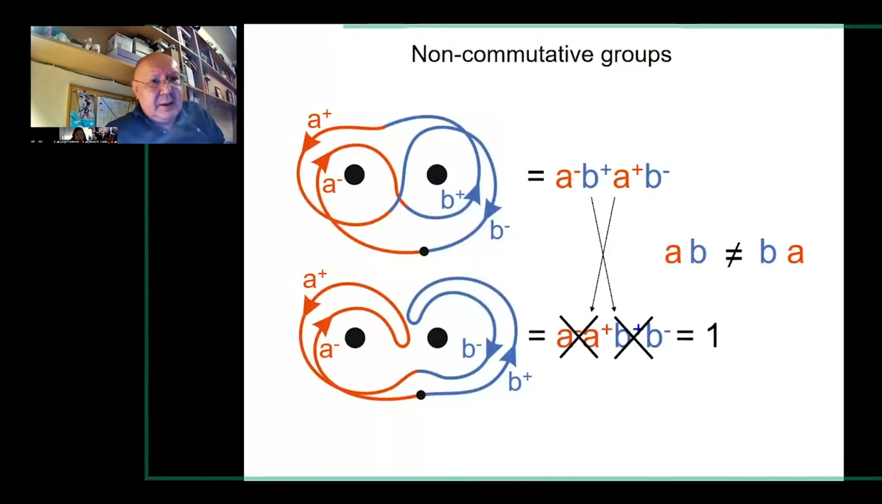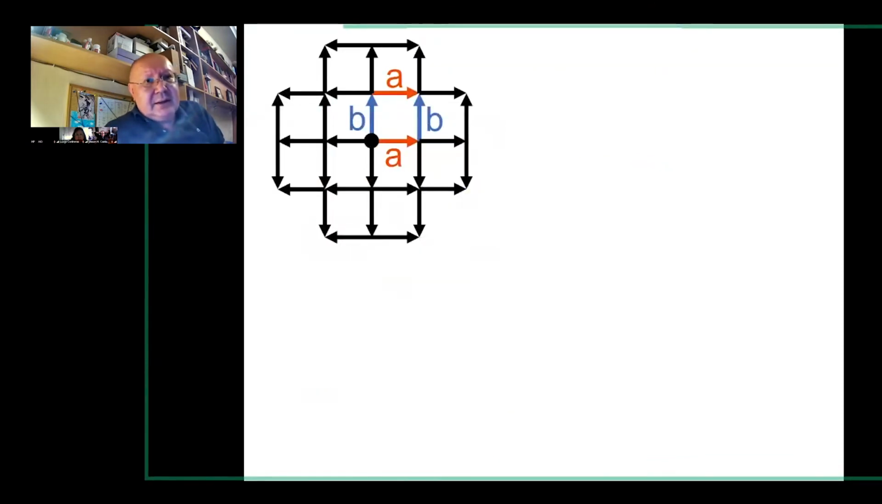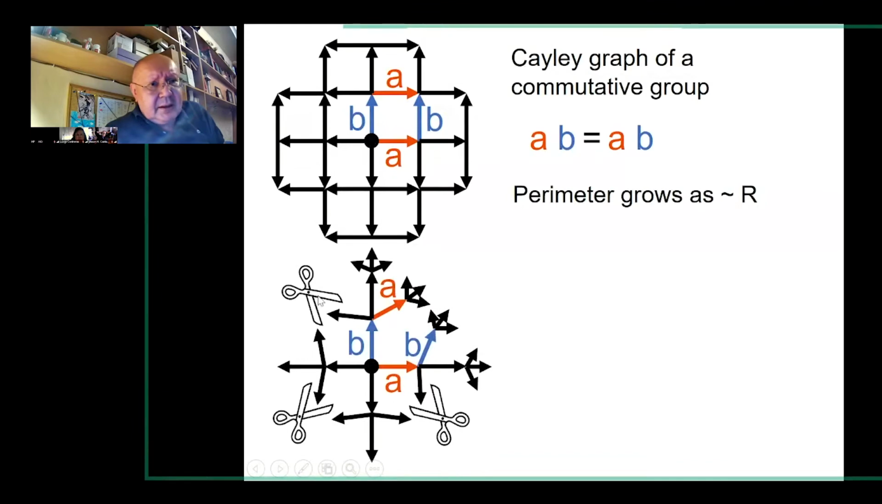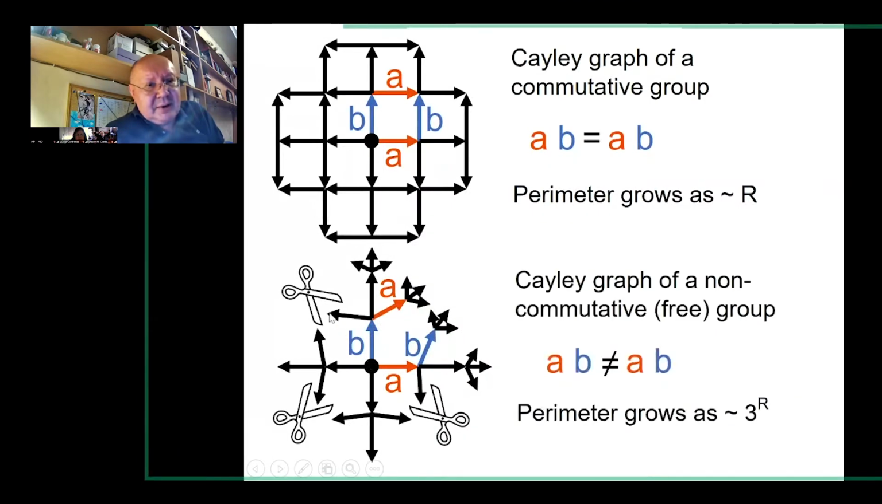This is a free group with two generators, and it can be visualized in the following way. If we have a commutative structure, B commutes with A, then the Cayley graph of this group is just an ordinary square lattice, and the perimeter of this lattice at some distance from the root point grows as R, the distance from the root. If A and B do not commute, then we have some cuts. We make cuts, and each time we generate a new generation. In this case, the perimeter grows exponentially. The perimeter is the shortest distance from the origin.